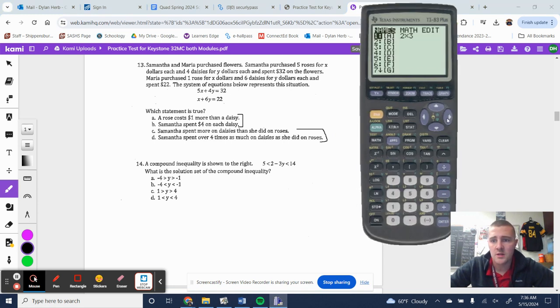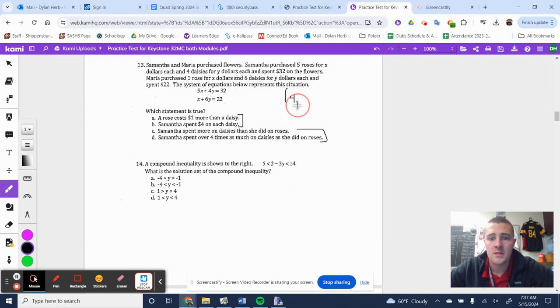So I'm going to go back to matrix, go over to edit, and I'm going to type this system in here. 5, 4, 32, and then 1, 6, 22, and then second quit. Because I have this as the previous line, I can hit second entry, and it's just going to retype that line for me. So it looks like x is 4 and y is 3, which for this would mean that roses are $4, and daisies are $3.